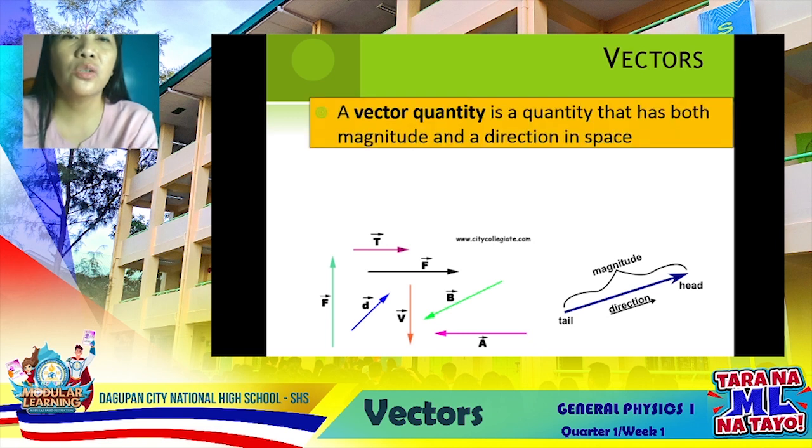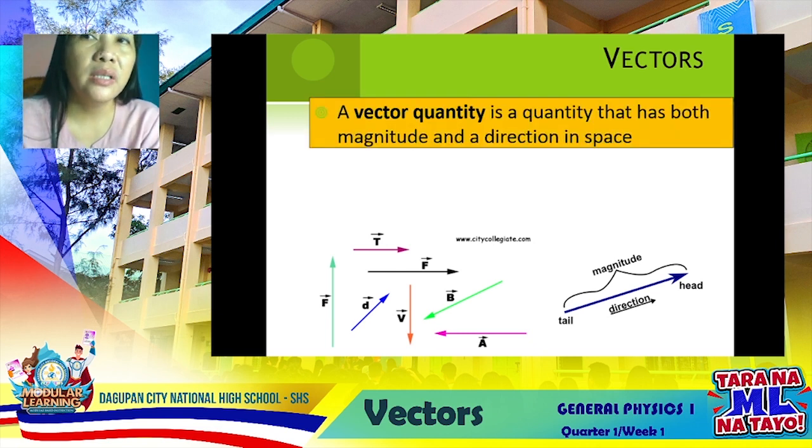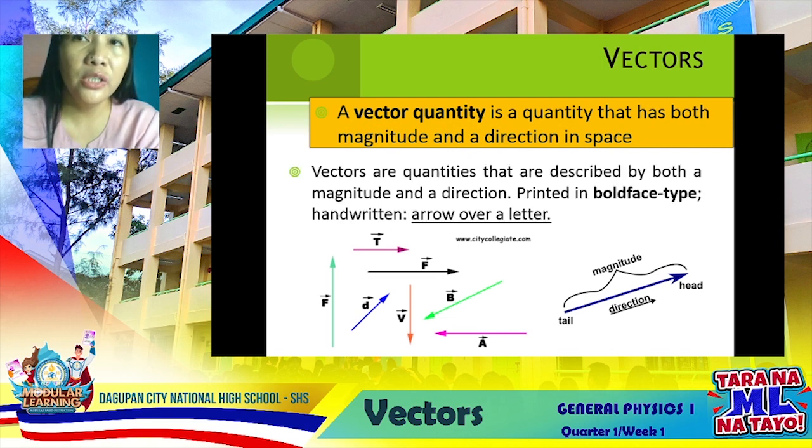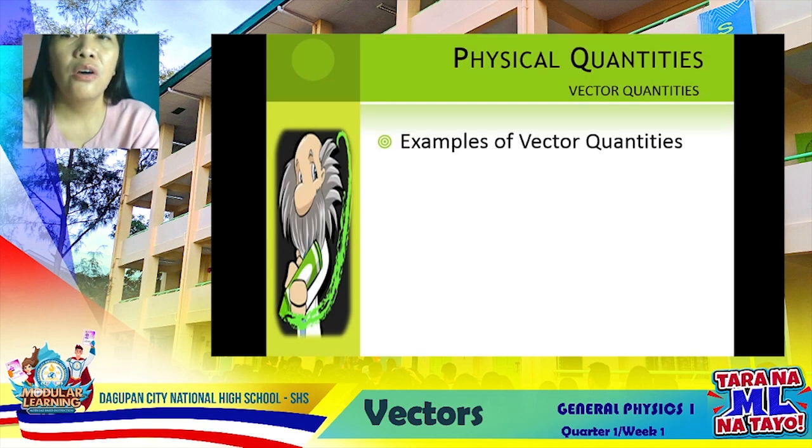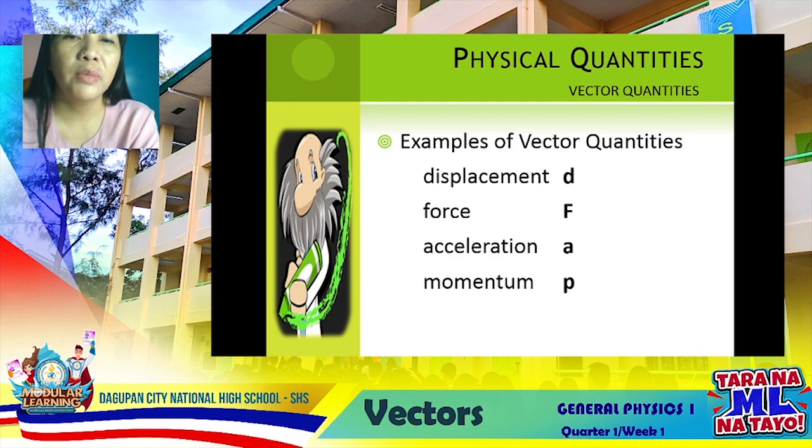Another type of quantity is called a vector quantity. A vector quantity is a quantity that has both magnitude and a direction in space. We usually represent a vector quantity by a single letter. Also, vector symbols are printed in boldface italic type with an arrow above them, or simply boldface type. Now, when you handwrite a symbol for a vector, always write it with an arrow on top. The arrow is a reminder that vectors have direction. Some examples of vector quantities are displacement, force, acceleration, momentum, and velocity.